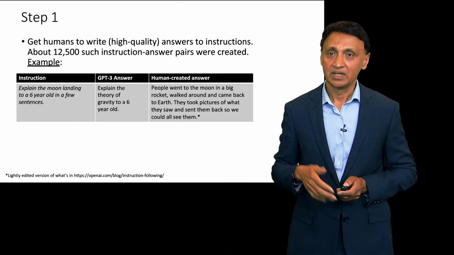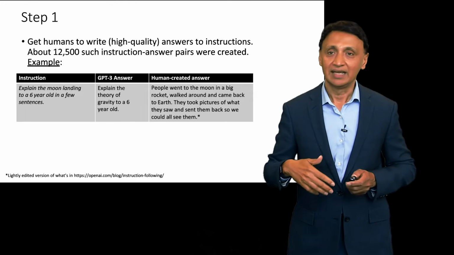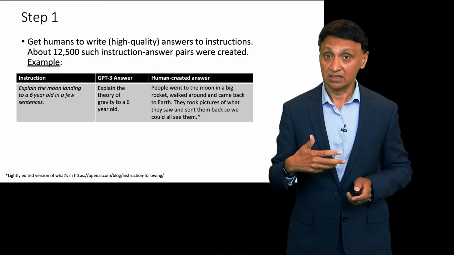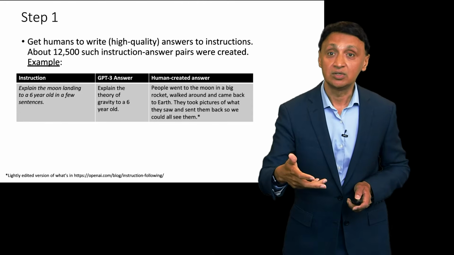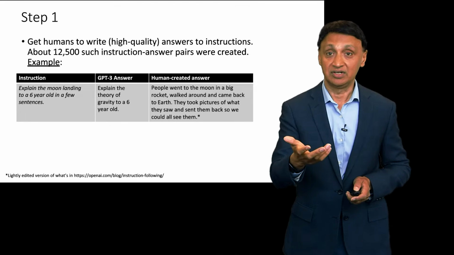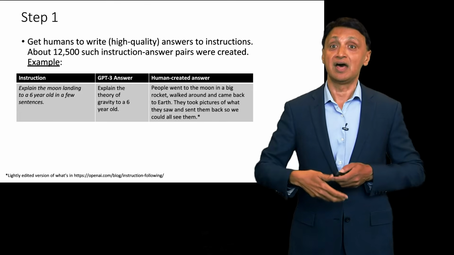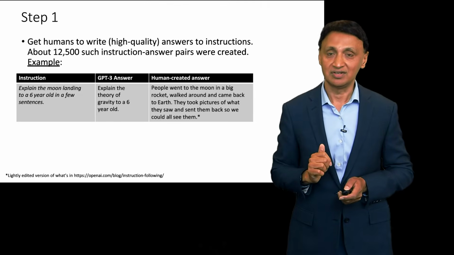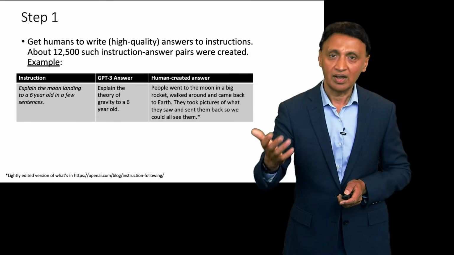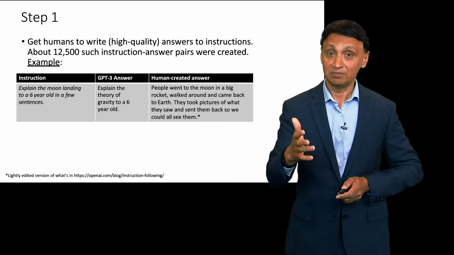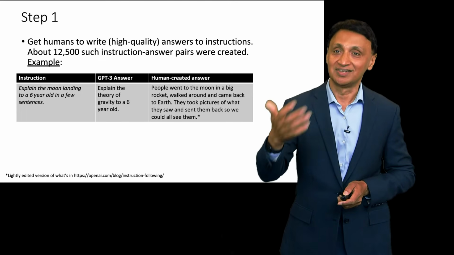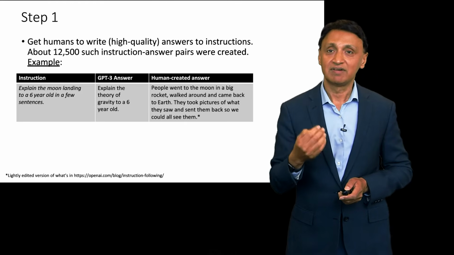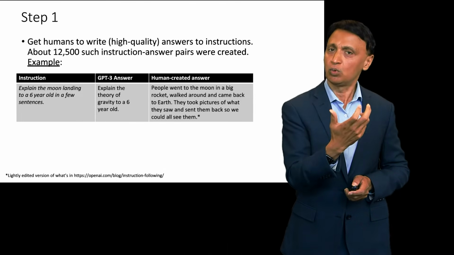So here's an example. You can ask GPT-3, explain the moon landing to a 6-year-old in a few sentences. And GPT-3's answer is, explain the theory of gravity to a 6-year-old. I think you will agree that it actually does not answer the question. It just comes up with another instruction, which doesn't make sense. And then the human-created answer for the same instruction is, people went to the moon in a big rocket, walked around, and so on and so forth. So you'll agree with me that the human-created answer actually tries to answer the instruction as opposed to GPT-3's answer. So they created 12,500 such instructions and high-quality answers.